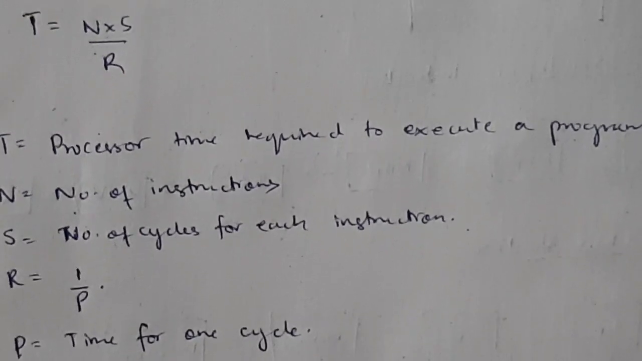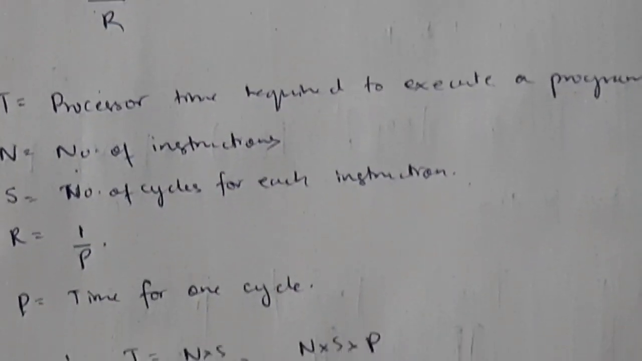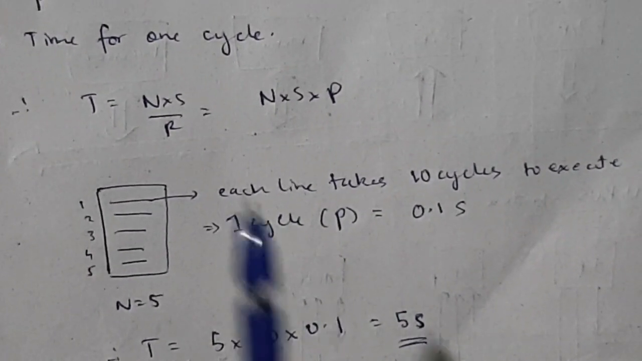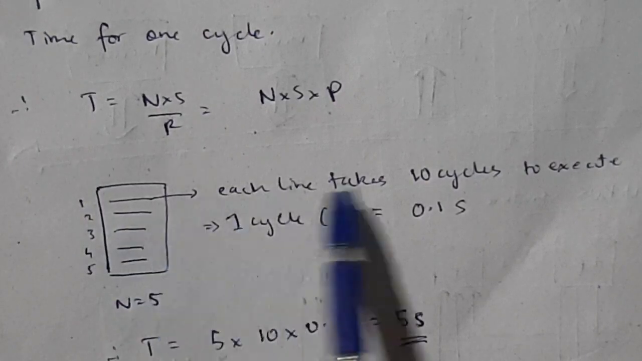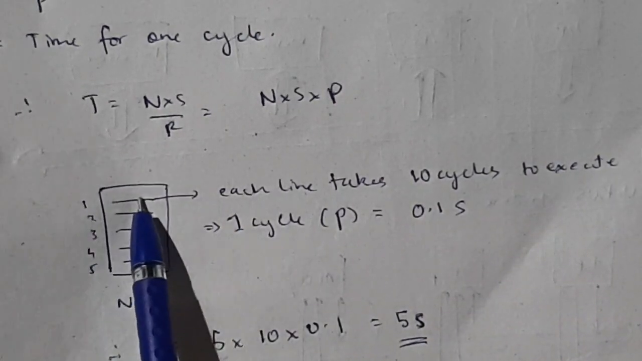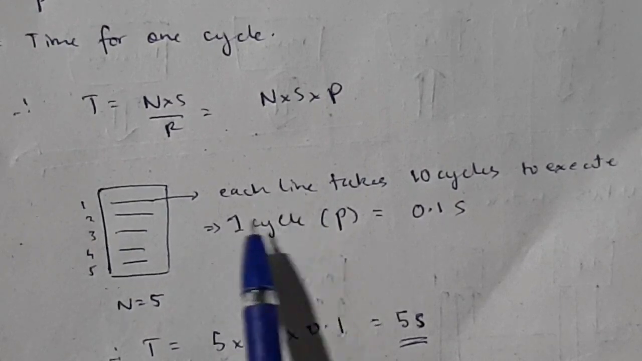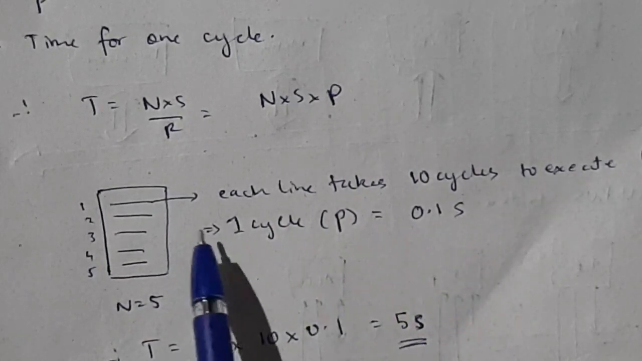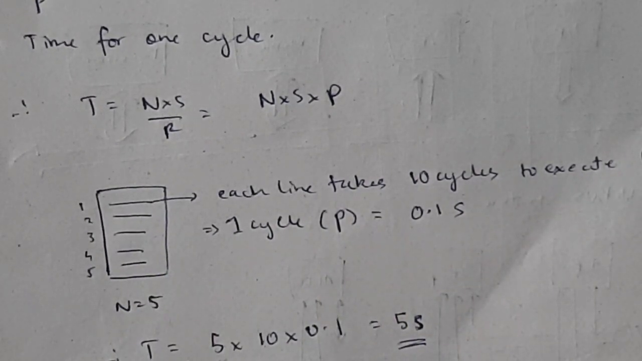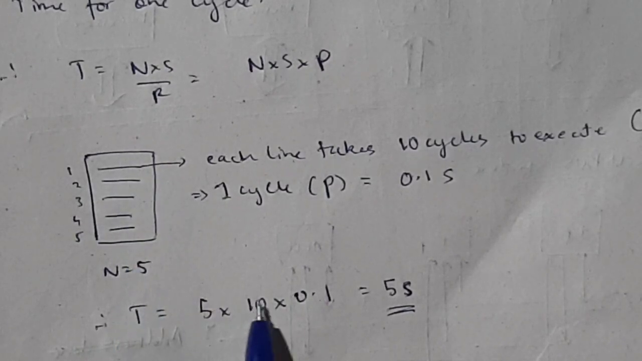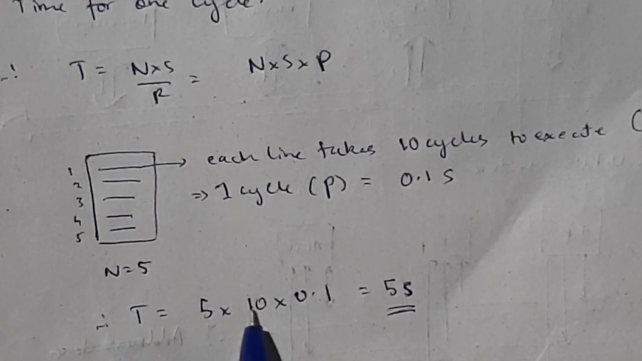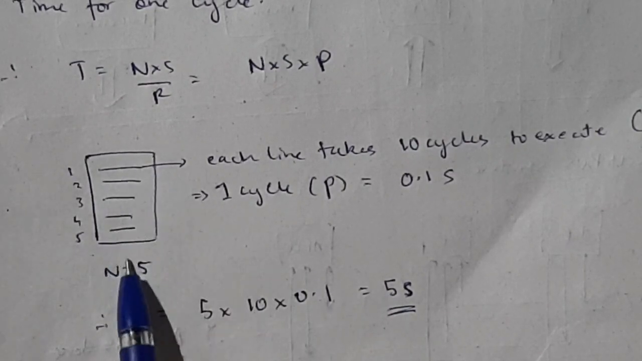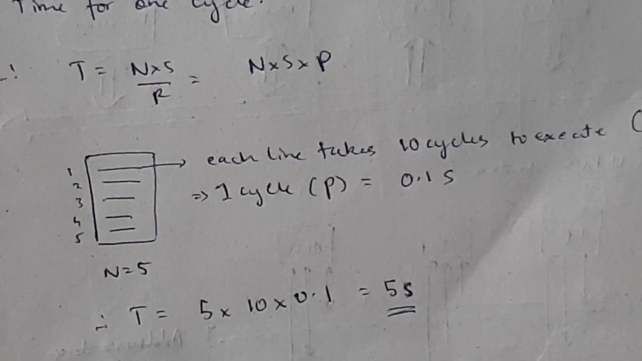Now if R is equal to 1 by P, I can write 1 by P here, so I will get the equation as NSP. Now in NSP, suppose this is the whole program, it will have 5 lines of code, and each line takes 10 cycles to execute. One cycle, which is P, takes 0.1 seconds. There are 5 instructions, so the total time is calculated as 5 instructions times the number of cycles for each instruction times the time taken for each cycle. If you multiply that, the total time for the whole program is 5 seconds.